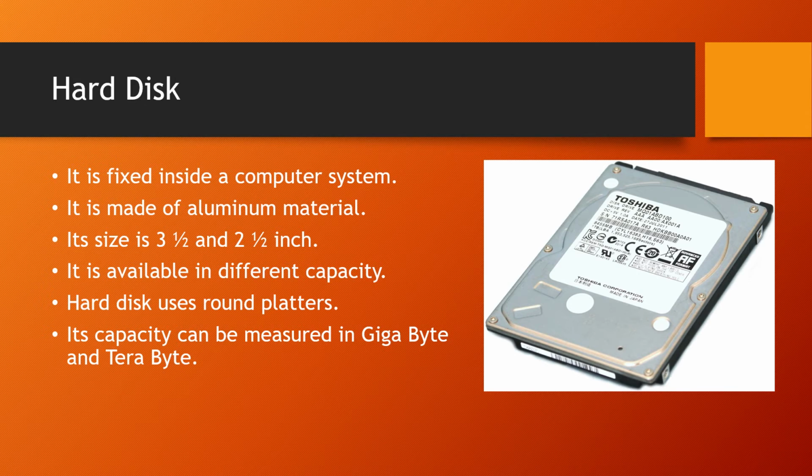Next is the hard disk. The hard disk is fixed inside your computer system. It is made of aluminum material and its size is 3.5 inch or 2.5 inch. It is available in different capacities like 500 GB, 250 GB, 1 TB, 2 TB. It depends upon how much capacity the user wants. A hard disk uses round platters. Its capacity is measured in gigabytes and terabytes. Right now we are using petabytes also.